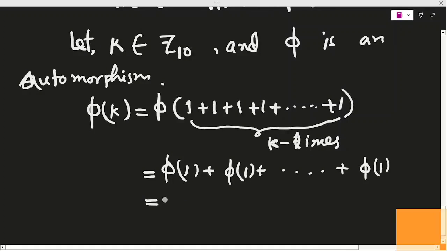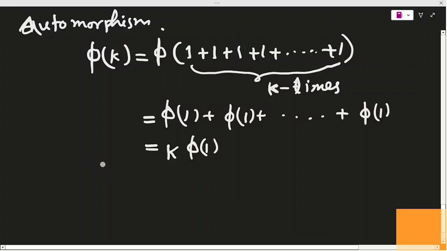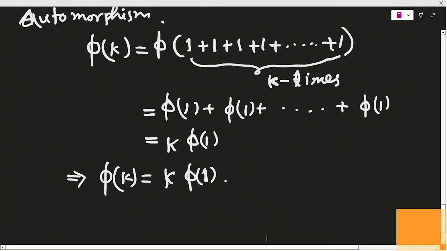And since it is k times, it is equal to k phi of 1, right? K phi of 1. So phi of k is equal to k phi of 1. This implies phi of k is equal to k phi of 1.